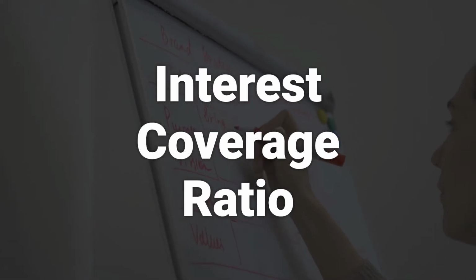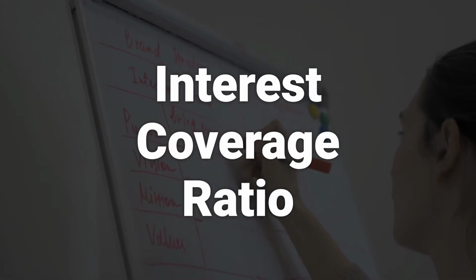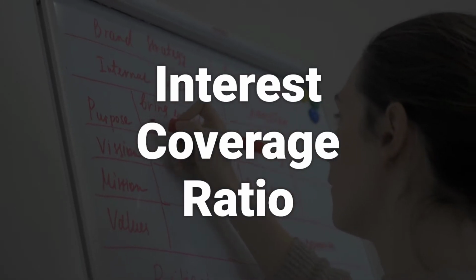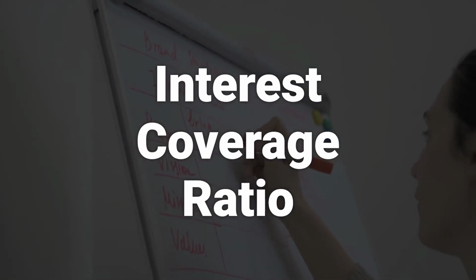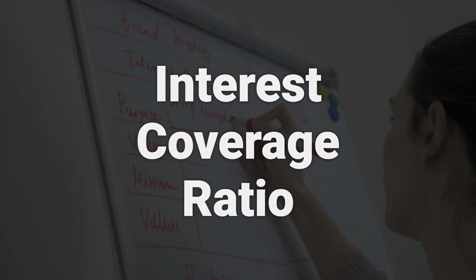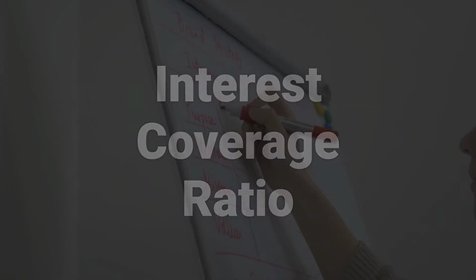The interest coverage ratio measures a company's ability to pay the interest expense on its debt. An interest coverage ratio of 2 or higher is generally considered satisfactory. It is calculated by dividing EBIT by interest expense.